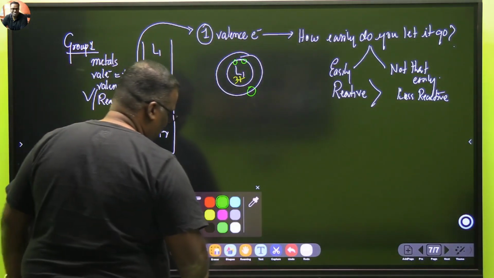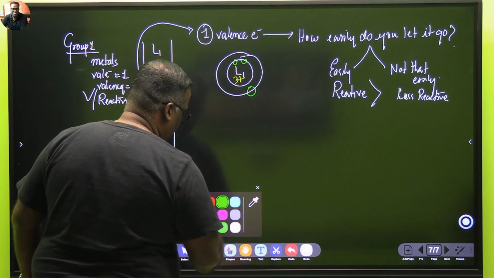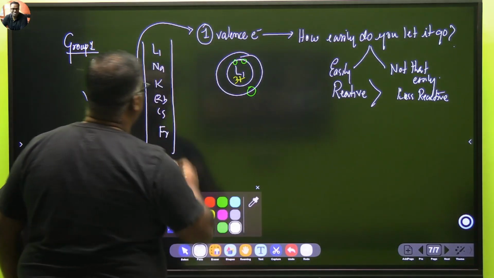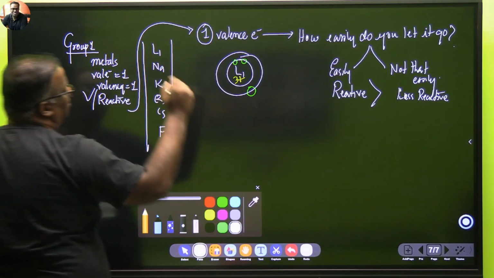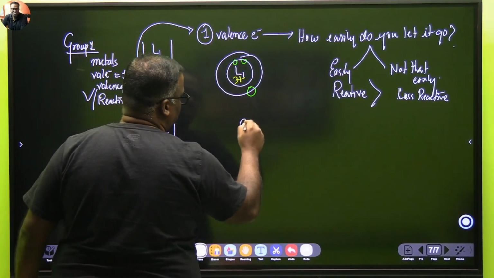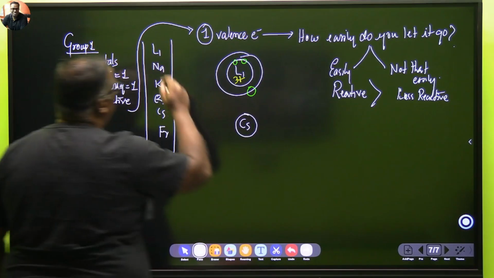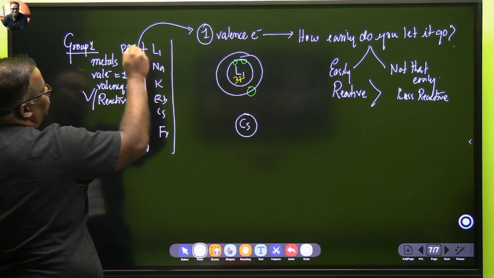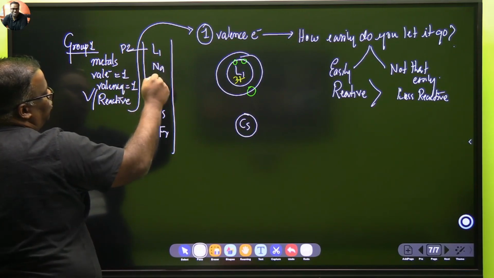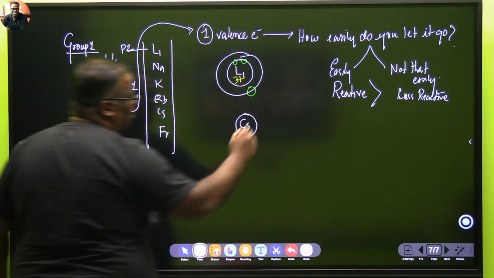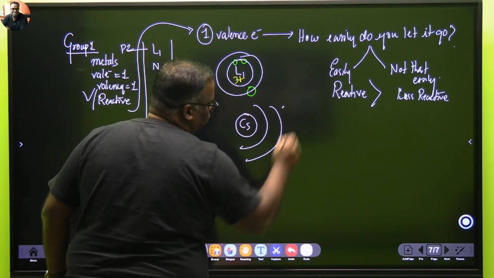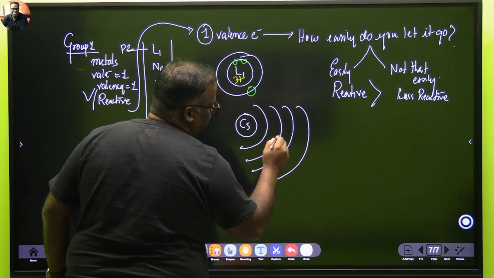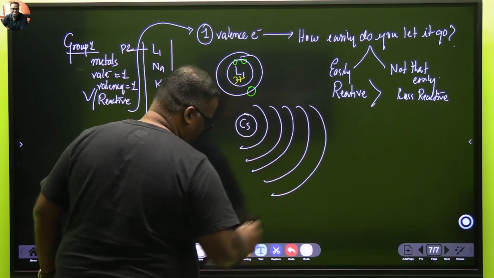Let's go a little further down from lithium, and let's take up one more. Let's say we go down to rubidium, to cesium. Cesium. How many shells will cesium have? This is period 2, so 2 shells. Then 3 shell, 4 shell, 5 shell, 6 shell. 1, 2, 3, 4, 5, 6 shell.